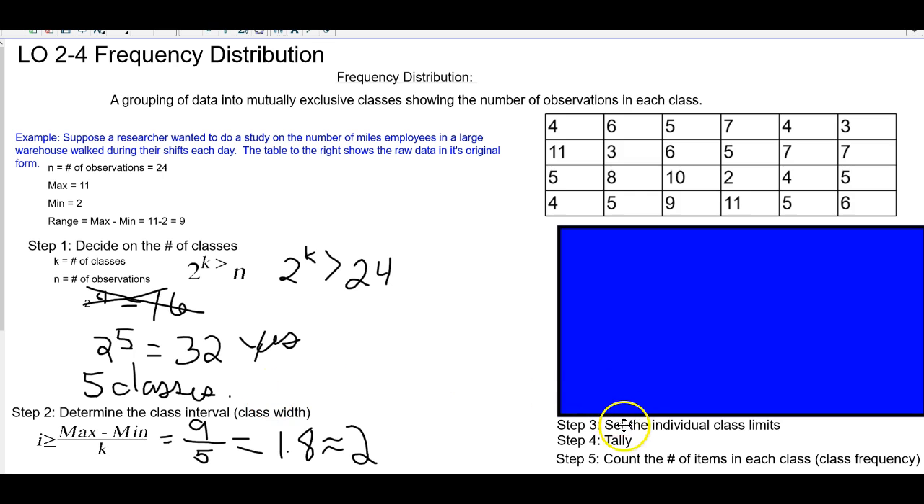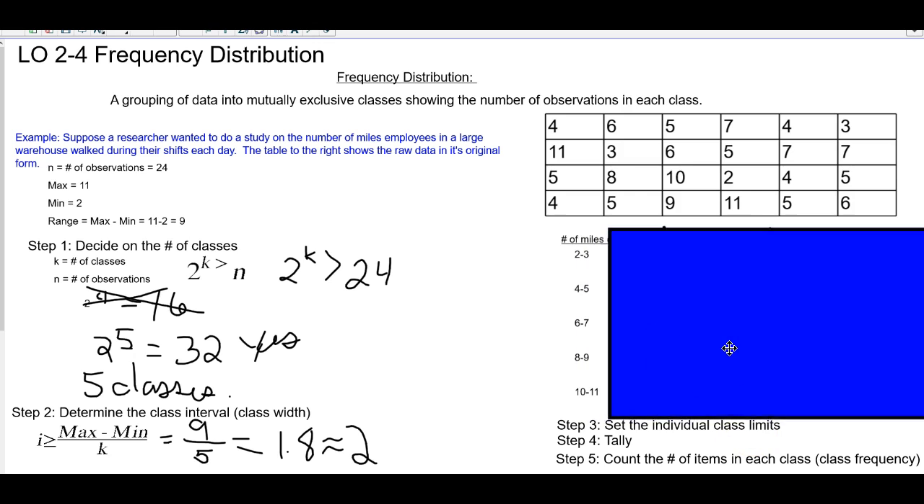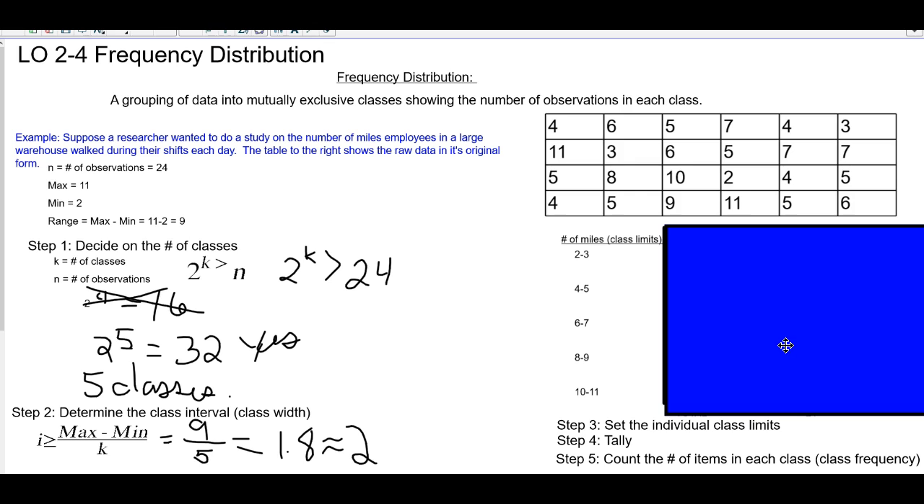So next is step 3, which says set the individual class limits. So the way that we do this, I'm going to just slowly unveil this, is we look at our minimum value. We start there. So our minimum value is 2, and then our class interval is 2. So that means there's 2 in each. So 2 and 3 is 2, 4 and 5 is 2, 6 and 7 is 2, 8, 9, 10, 11. So that is how we set our individual class limits.